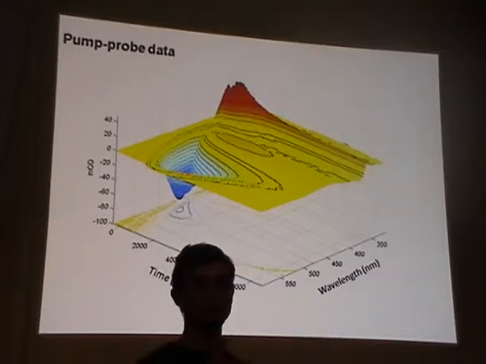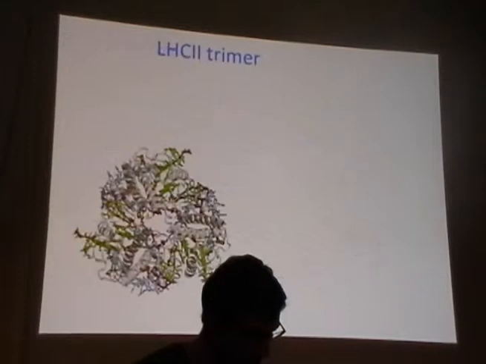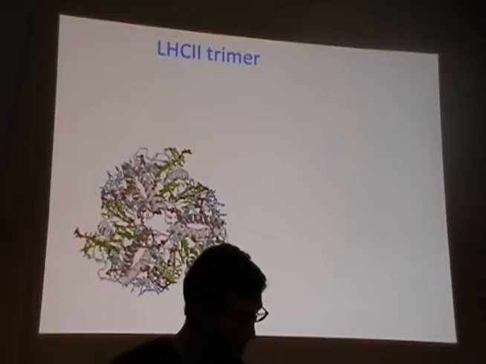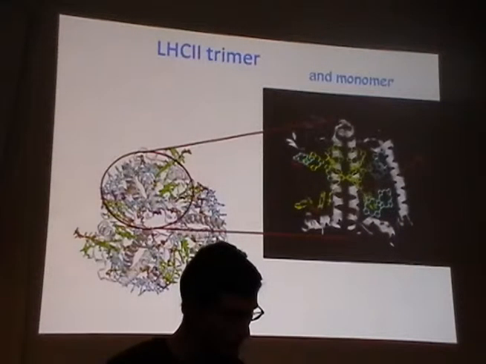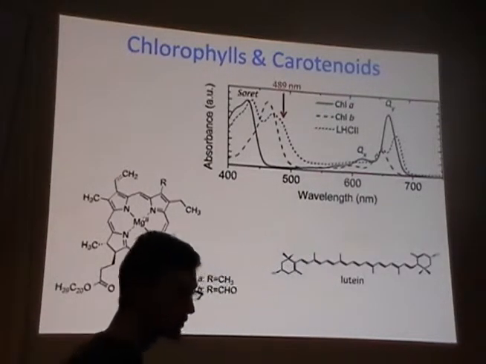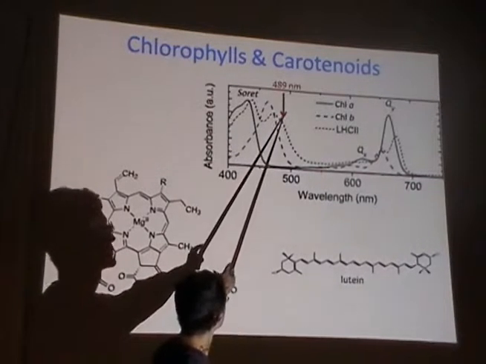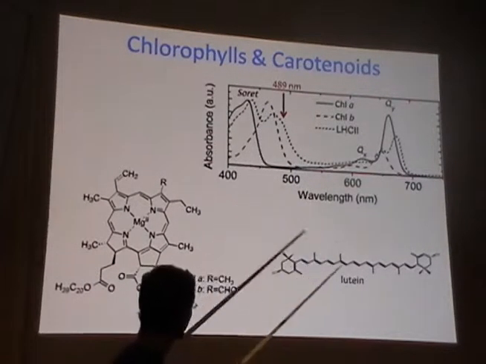Okay, so then people have developed sophisticated models to fit these data. And you get different compartments, say that these are the main states that are present and that are being populated and depopulated. And I will show a few examples of those. Let's have a look at an example of LHC2. So we have the trimer and the monomer.